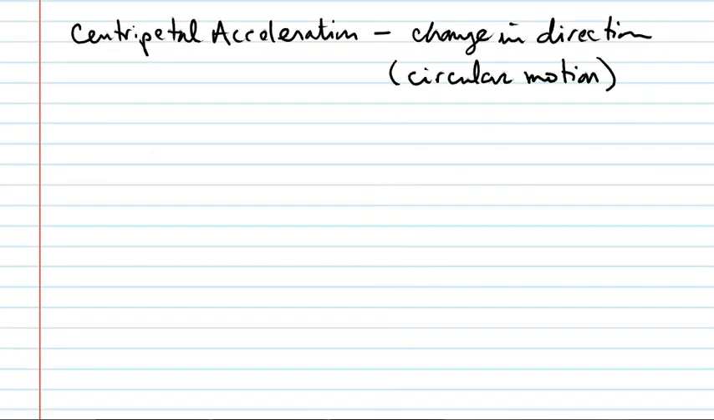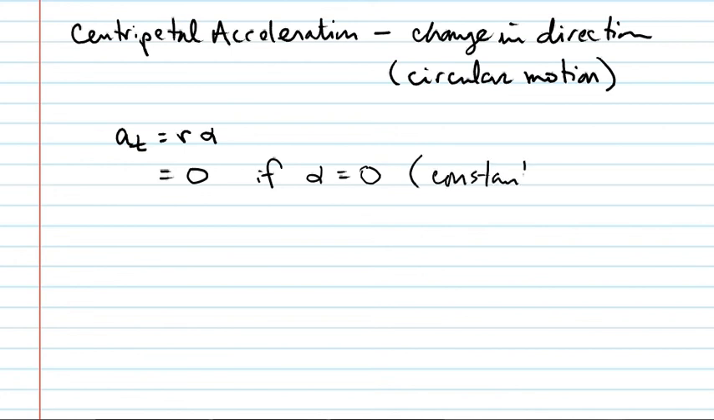And an additional comment here: the tangential acceleration is r times the angular acceleration, so this is going to equal 0 if alpha equals 0. The angular acceleration is 0. Or that would also go along with constant angular velocity.